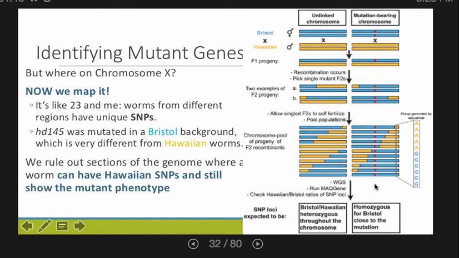So we're essentially ruling out sections of the genome where a worm can have a Hawaiian SNP and still show our mutant phenotype. So we did that, and we mapped our HD145 to a completely unknown gene. So what do we do? How do we figure out what this gene does?